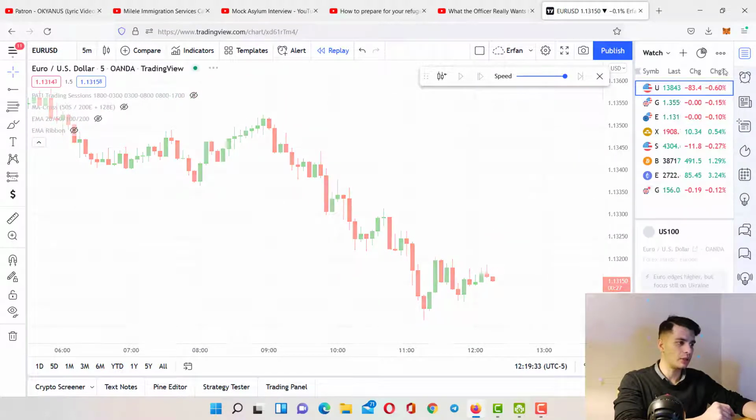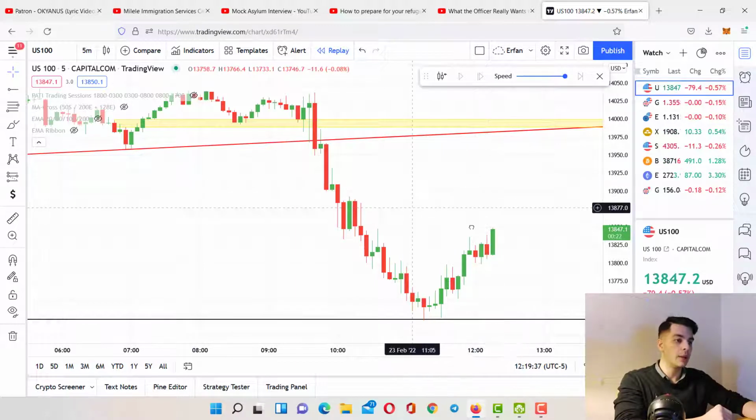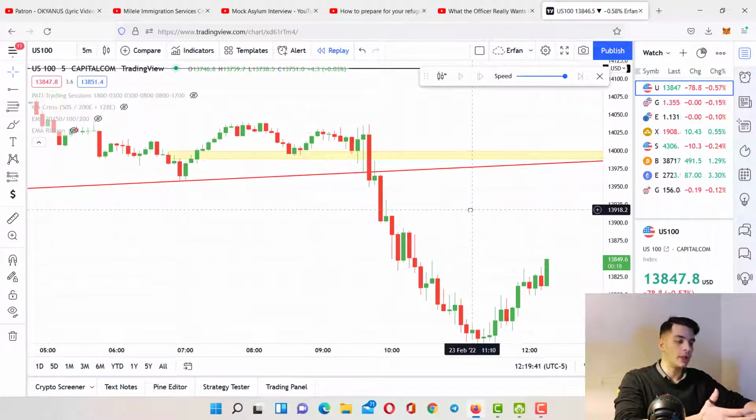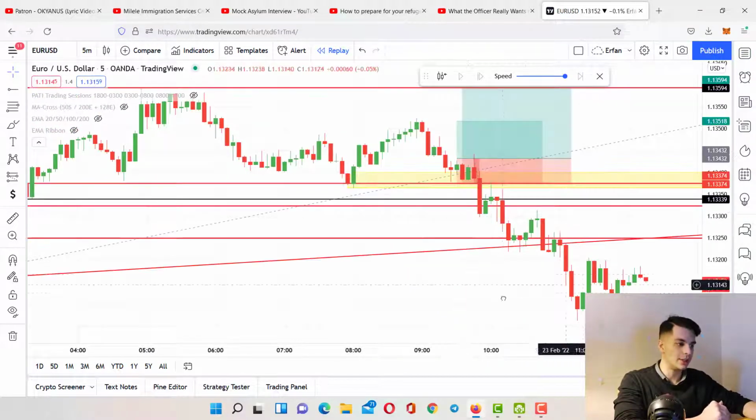And also NAS100, it was a break-even trade. I took a trade on NAS100, but I closed it because it was close to 9:30. New York market was about to open, so I just closed my trade. And the only thing that I had was EURUSD, which was a lost trade.